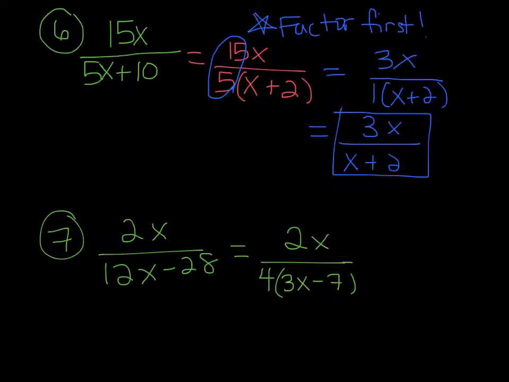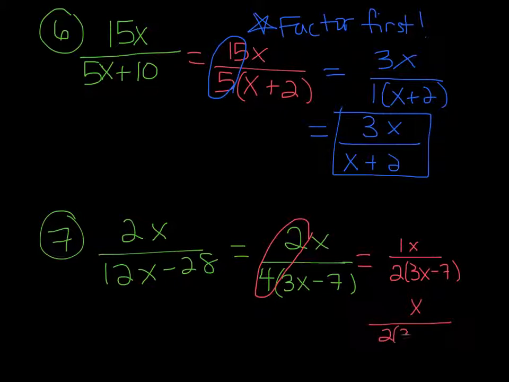From there, I can simplify my numbers, my 2 and my 4, to 1/2. So I get 1x over 2 times 3x minus 7. The only way I'm going to rewrite it is as x over 2 times 3x minus 7.